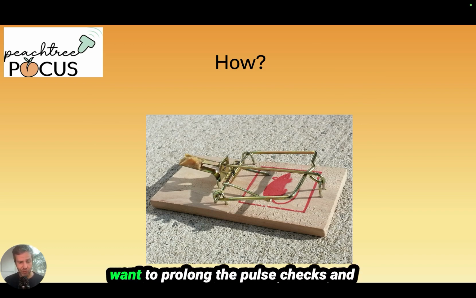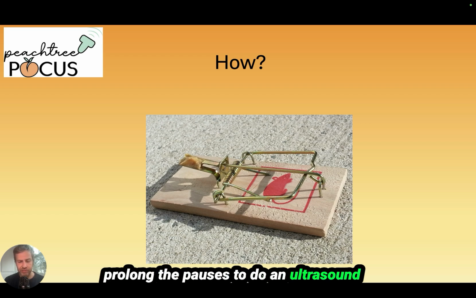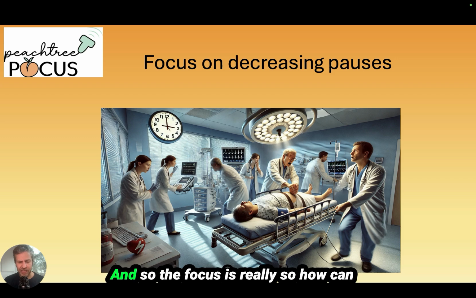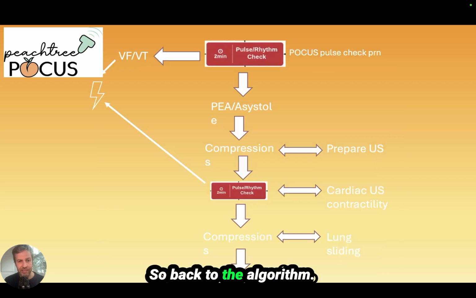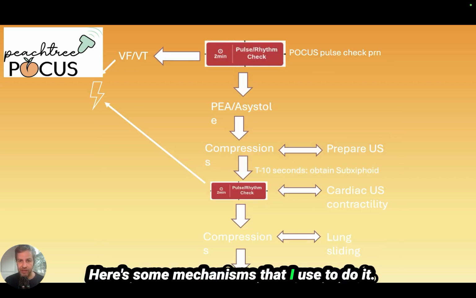As I mentioned before, you don't want to prolong the pulse checks and prolong the pauses to do an ultrasound. That is ultimately worse for the patient. And so the focus is really, how can we do the ultrasound successfully and get the information that we need while decreasing pauses in chest compressions. So back to the algorithm, here's some mechanisms that I use to do it.